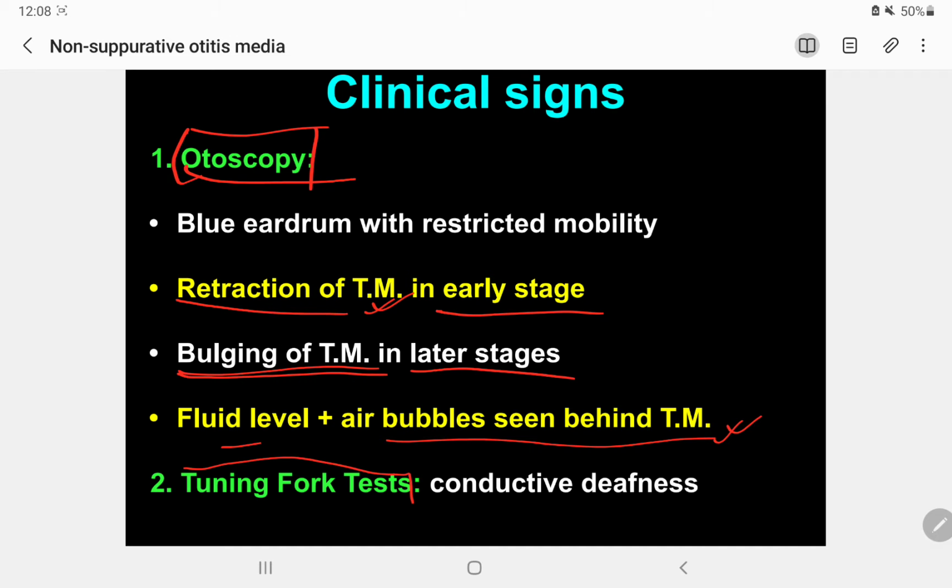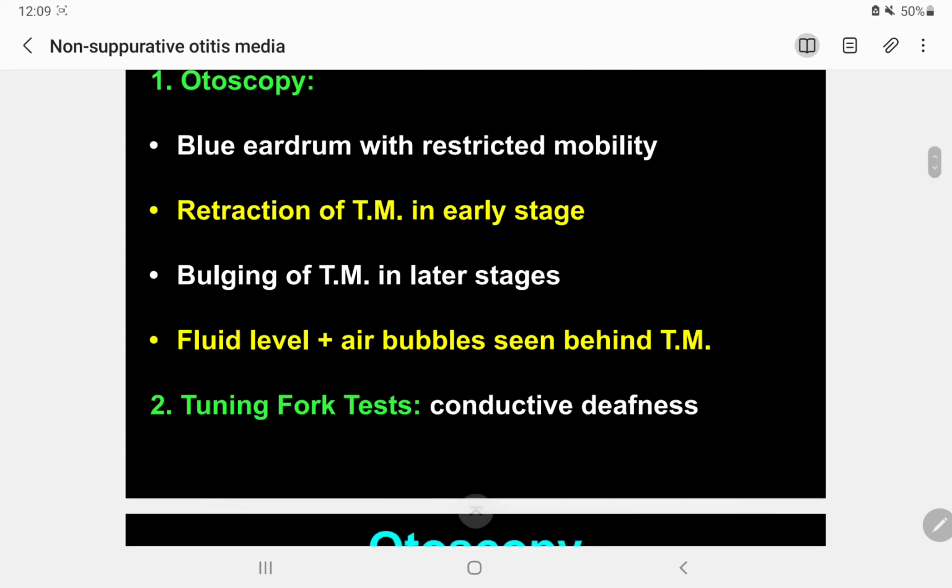the tuning fork test. So what happens, the exudative fluid is stuck in the middle ear cleft, right? So it will obviously hamper the movement of the tympanic membrane and then the ossicles. So what will we get as a result, that is conductive deafness, right? So on the finding we can also interpret that the person has a conductive deafness.